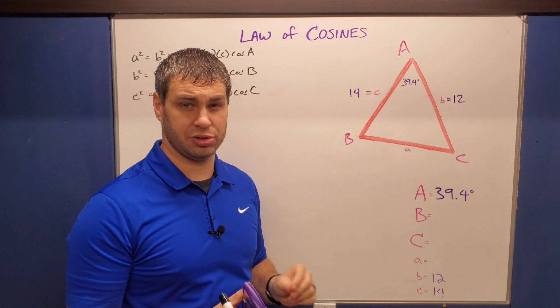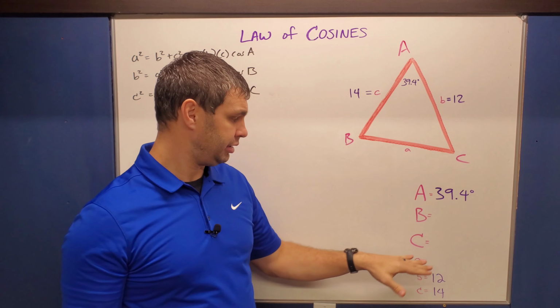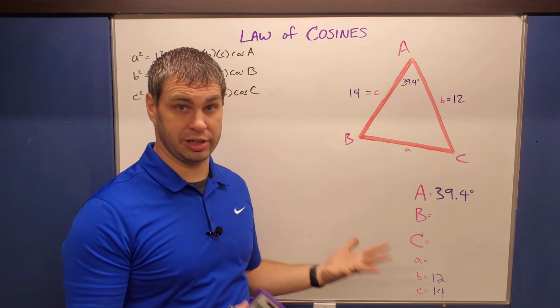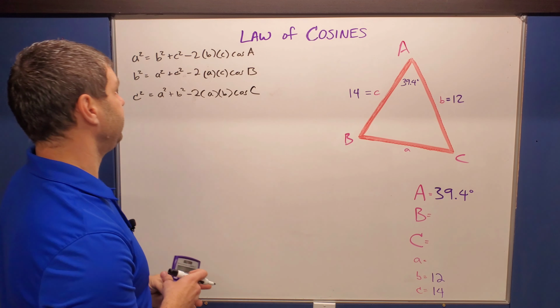Here I have a capital A, lowercase b, and lowercase c, but none of those letters match up, and there's no way to subtract from 180 with my angles to get a third angle so that I would have two of the same letter. So that's when you want to use law of cosines.